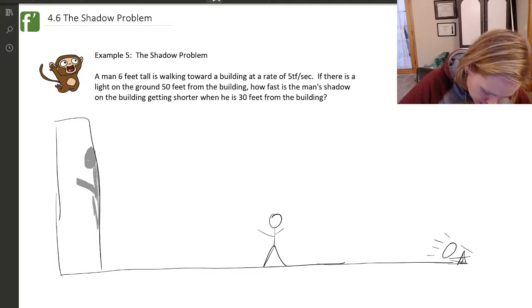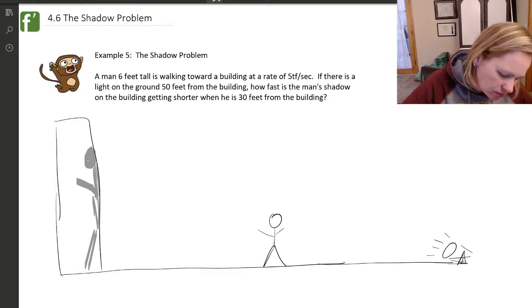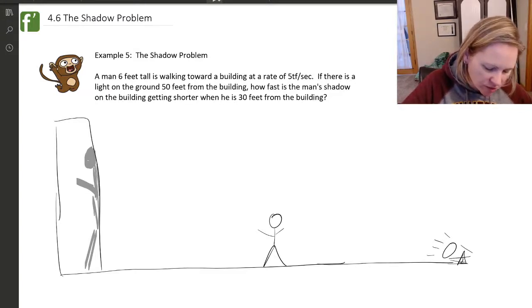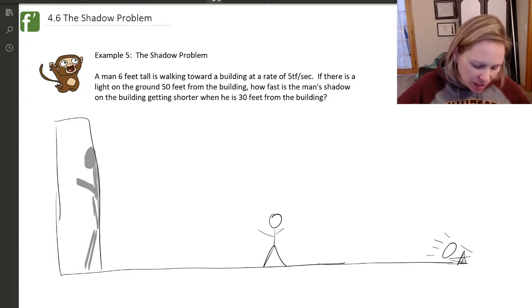So here's his shadow on the building, and we want to know if he's walking towards the building at a rate of 5 feet per second, how fast is the man's shadow getting shorter? Because as he walks towards the building, that shadow will get smaller and smaller. How fast is it shrinking when he's 30 feet from the building?